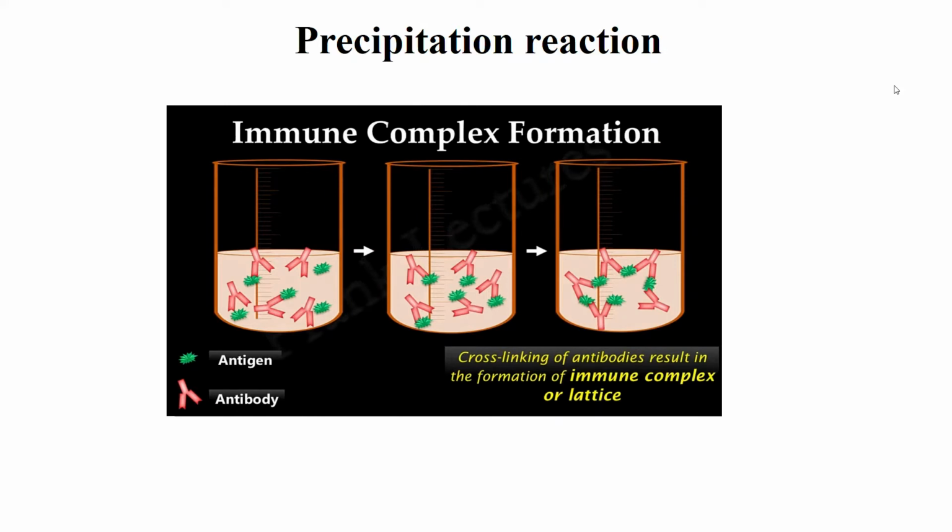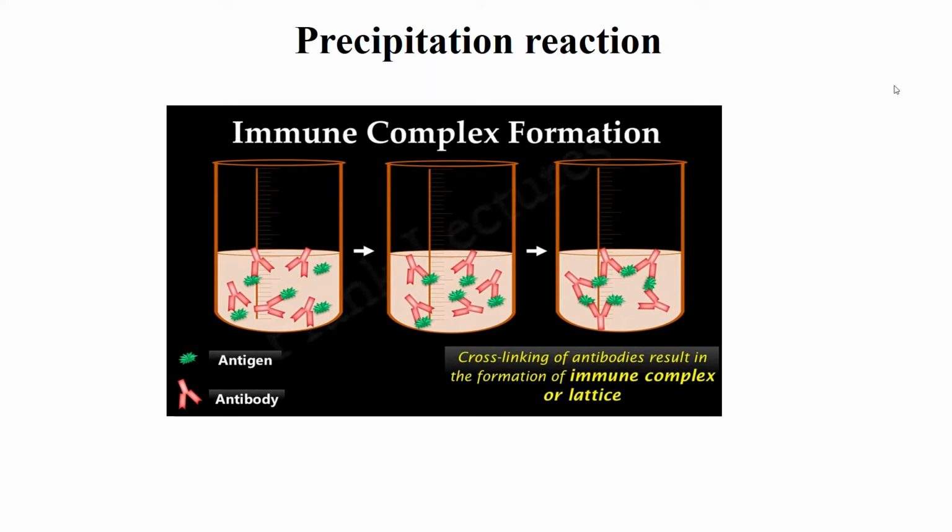To understand what a precipitation reaction is, let's understand the topic of immune complex formation. If we look at this first beaker, here we have an unknown amount of antigen, and we added a known amount of antibody. What will happen in the second beaker is that the antibody and antigens correspond to each other. Once they come in close proximity, they will form a non-covalent bond with each other, resulting in the formation of a small amount of antigen-antibody complexes.